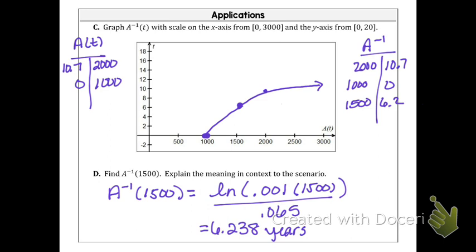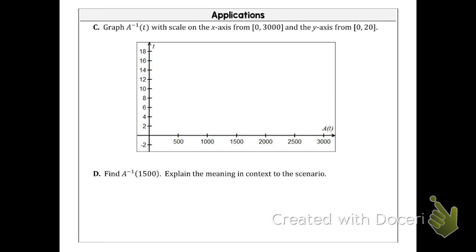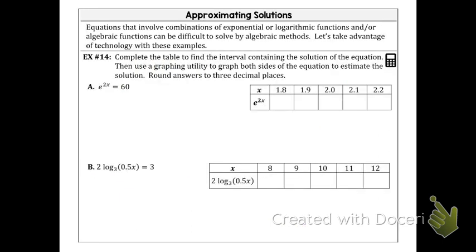All right, example 14. Approximating solutions. It says equations that involve combinations of exponential and logarithmic functions and/or algebraic functions can be difficult to solve by algebraic methods. Let's take advantage of technology with these examples. So in example 14, it wants us to complete the table to find the interval containing the solution of the equation. Use a graphing utility to graph both sides of the equation to estimate the solution. Round your answer to 3 decimal places.